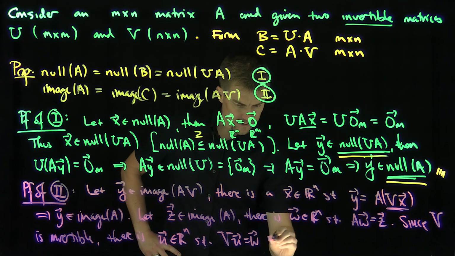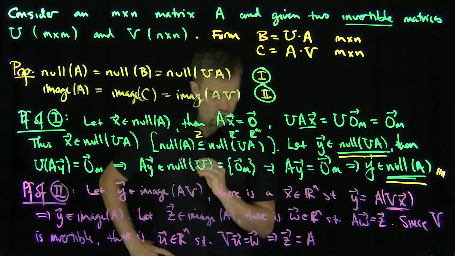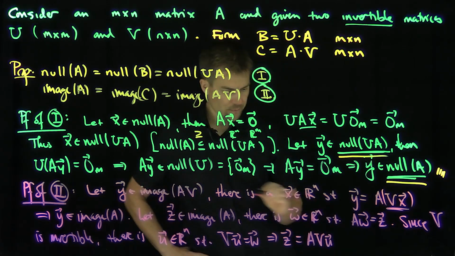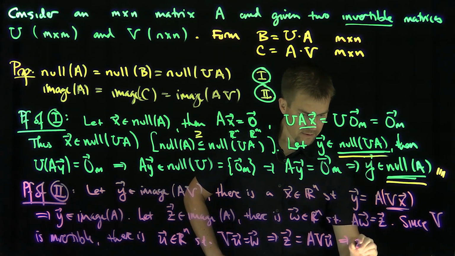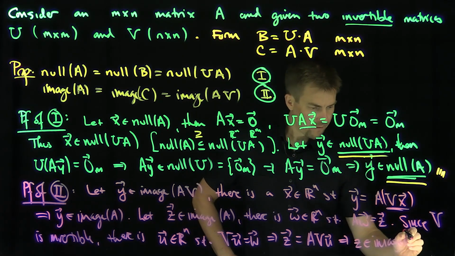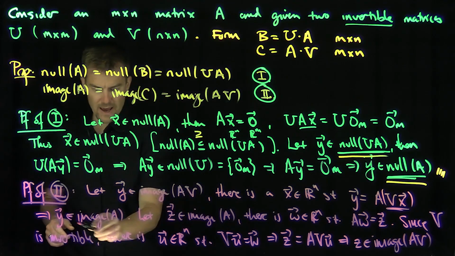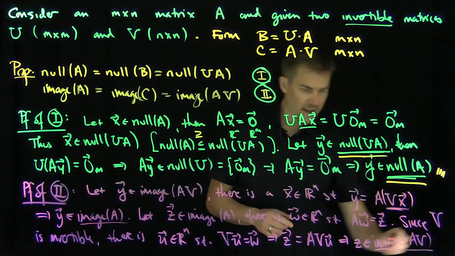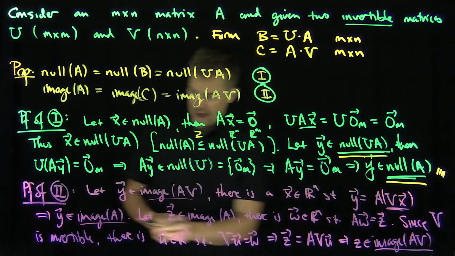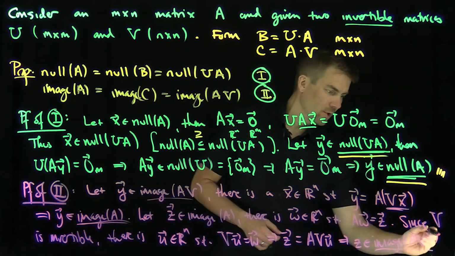Okay? And that says that Z is equal to A of W, but A of W is equal to A of V of U. So that says that Z is in the image of AV, and therefore the image of A is contained in the image of AV, and the image of AV is contained in the image of A. So that proves part 2. So that's the proof of part 2, right?